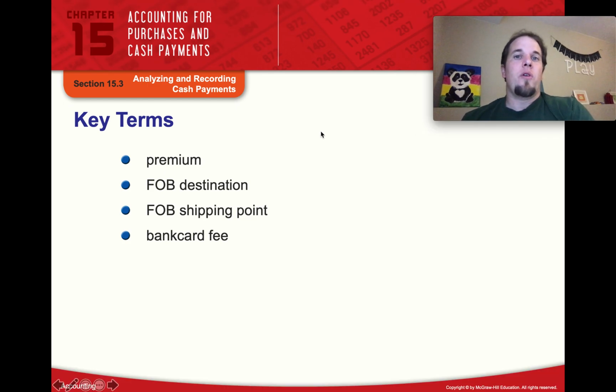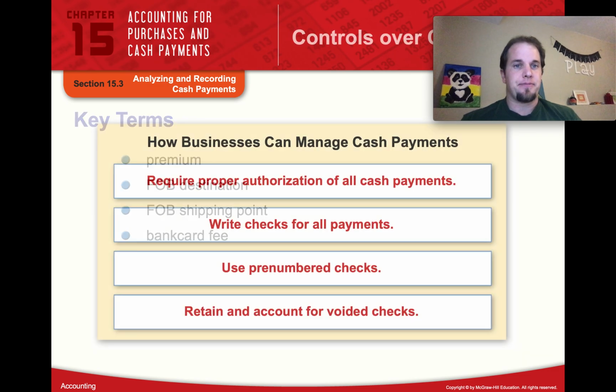In this video, we will be finishing out Chapter 15, Section 3, Analyzing and Recording Cash Payments. What we're referring to here is whenever cash is leaving the business, how is that analyzed? How is it recorded? Here are the few key terms we'll be looking at: premium, FOB, and banking fees.